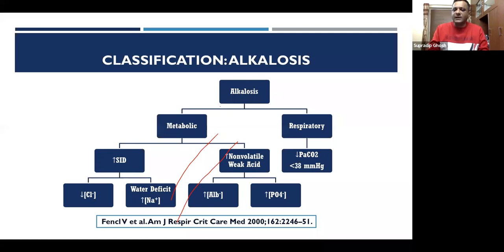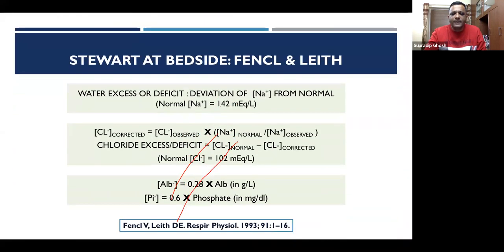But if you still want to do a calculation, there are different approaches for doing calculations. Because we are used to doing calculations for Henderson-Hasselbalch, we are very fond of doing calculations. One of the calculations being provided is the Fencl-Stewart approach, where there are complicated things, multiple calculations. As I said, sodium ion concentration is a determinant of metabolic acidosis or alkalosis. If the sodium ion is high, it will produce metabolic alkalosis. If the sodium ion is low, it will produce metabolic acidosis.